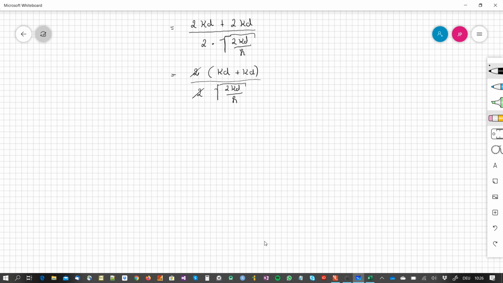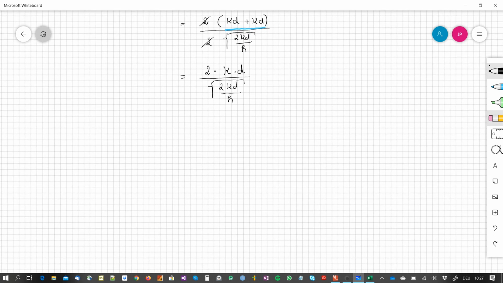And this is what I wrote here. Of course, this term is kd plus kd is 2 times kd. So it's 2 times k multiplied d. And this is still 2kd divided by h in square root. This doesn't look too good still. So we continue.